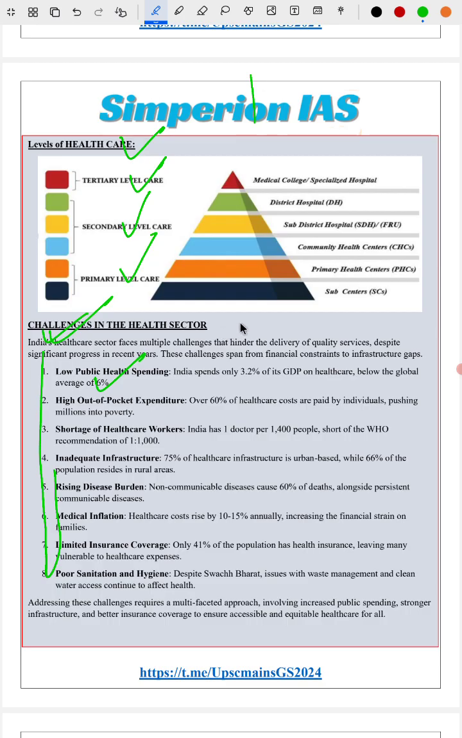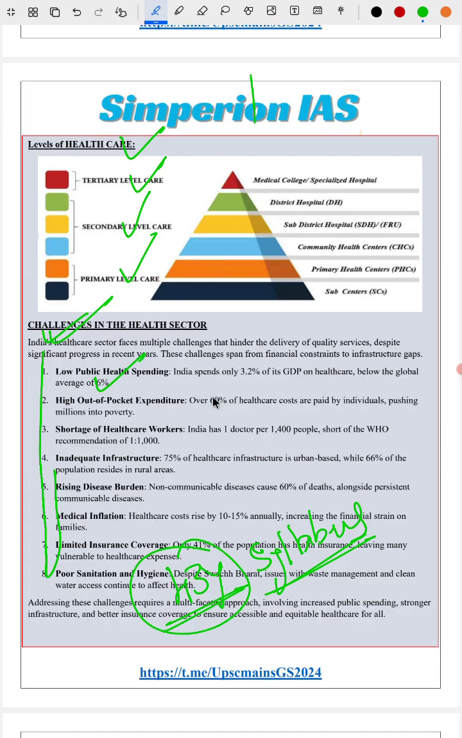So we'll discuss what needs to be studied and what Simperion material covers. I would like to say that the Simperion IAS mains monster material is based on the last 43 years PYQ and the syllabus. We have covered only the relevant things that are necessary for the UPSC mains exam, and the material is very crisp as well.